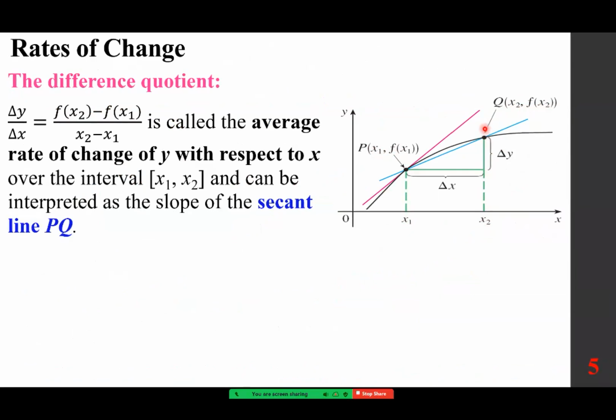Now this is the rise, delta y. This is the run, delta x. So you could say, instead of x2, it's x1 plus delta x. This is called the average rate of change of y with respect to x over the interval of x1 to x2, and can be interpreted as the slope of a secant line, the blue line, PQ.